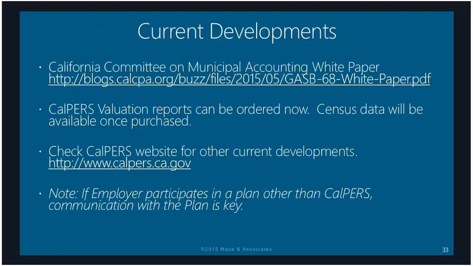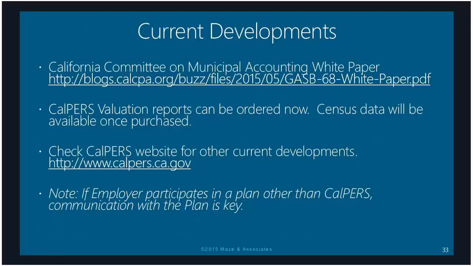Now, we would like to mention a few current developments. CCMA has just issued a white paper on the implementation of Statements 68 and 71. We have included a link here so that you can get a copy of the white paper. We highly recommend that you read through this white paper as it focuses on issues that may be encountered by municipalities in California during the implementation. In addition, it contains sample footnote disclosures that can be useful to you.